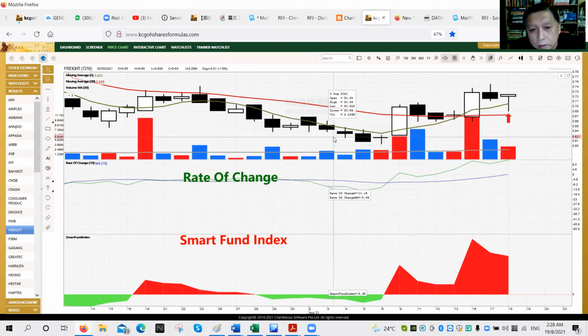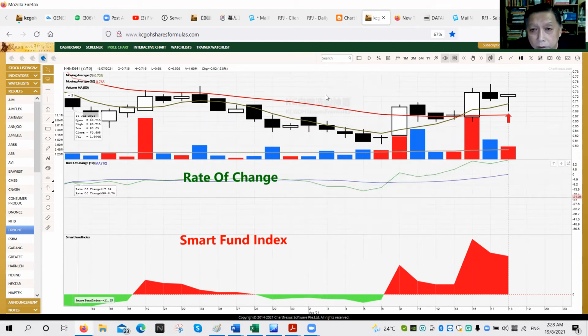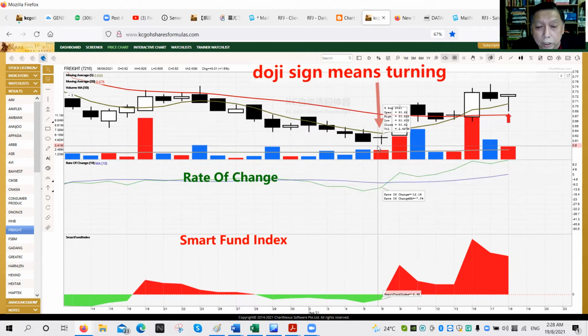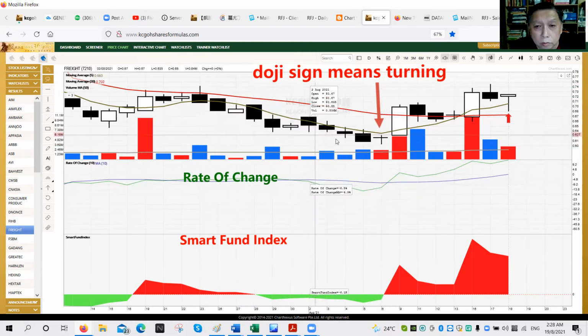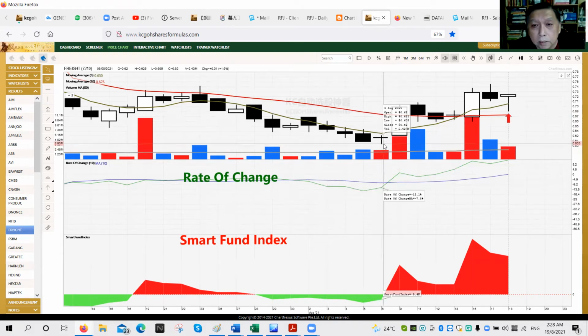After that it came down, because all along it is a black candle, so it's not the right timing to enter back into this stock. But after that, on this day, August 6th, the candle has a doji sign that shows the market is turning. So if you see a doji sign, this is considered the bottom of the market already.